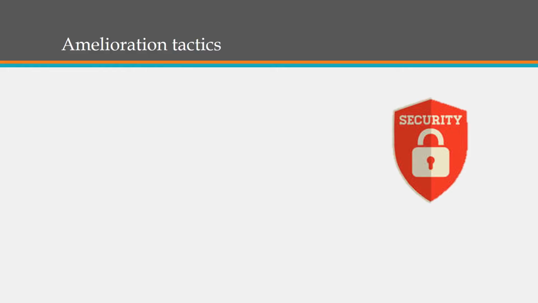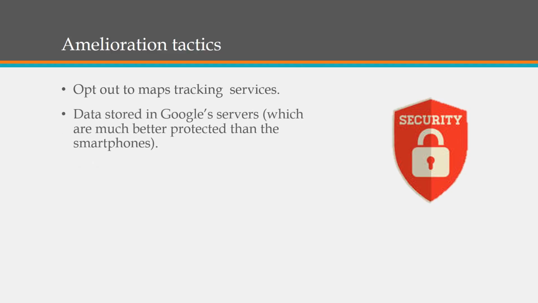Amelioration tactics. Firstly, you have the possibility of opting out of Google tracking services, although by doing that, you will also be unable to use Google Maps applications. Secondly, data is stored in Google private servers, which are much more secure than a smartphone. And finally, to prevent people from sniffing the communication to the servers, communication level encryption is enabled as a main channel of communication.